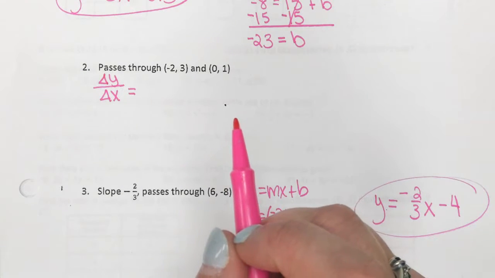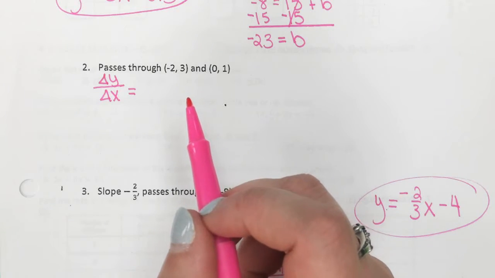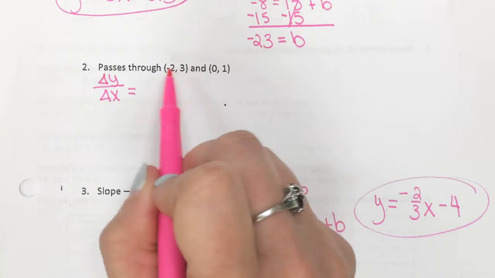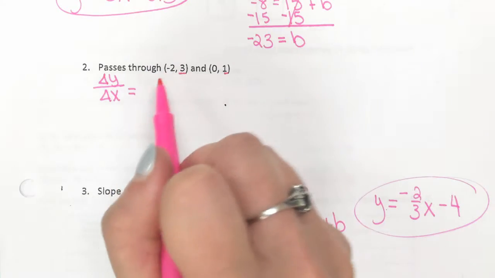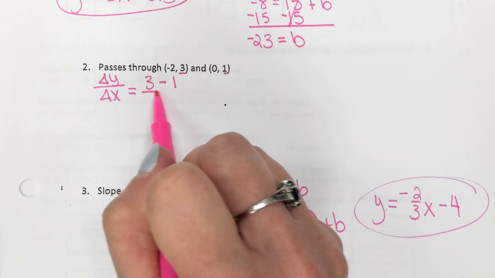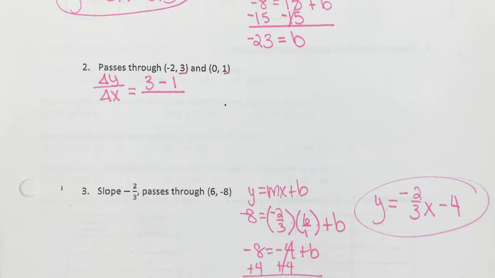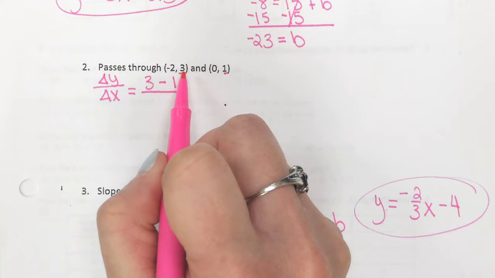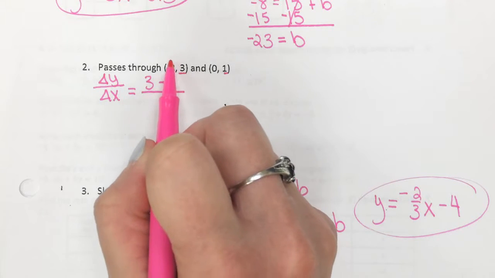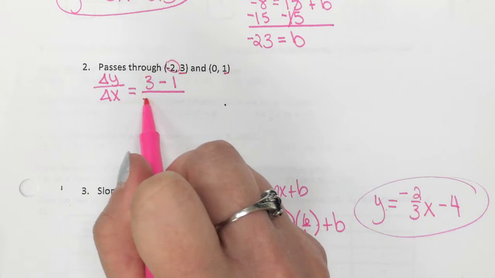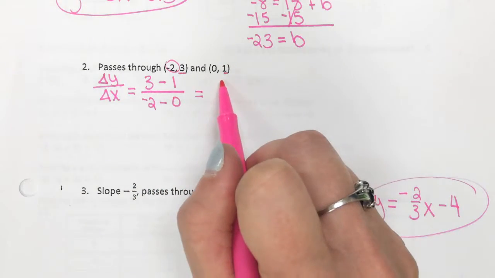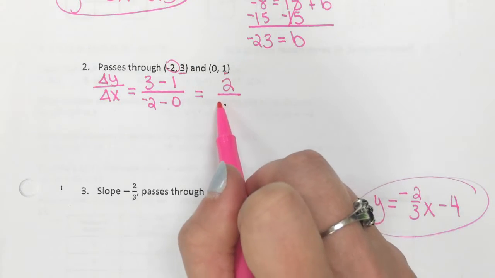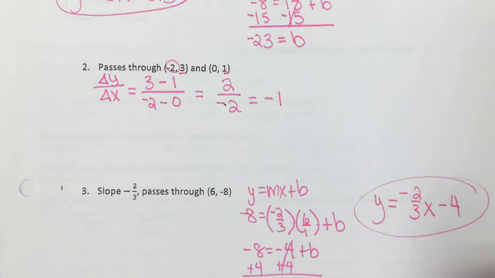It doesn't matter the order, right? The only thing that matters is that you do them in the same order. So what are your two y's? 3 and 1. Do you want to do 3 minus 1, or 1 minus 3? It does not matter. All right, here's the only thing that matters. If you started with the 3, you got to start with the negative 2. So it's negative 2 minus 0. All right, what's 3 minus 1? 2. What's negative 2 minus 0? And now you got your slope, right?